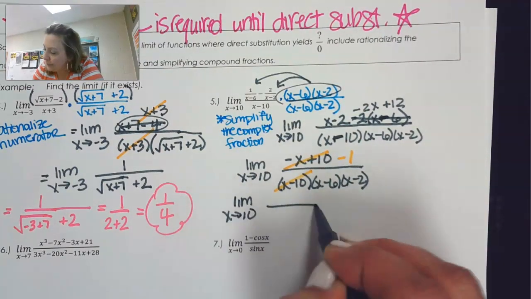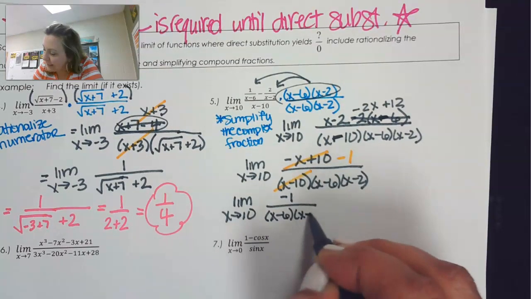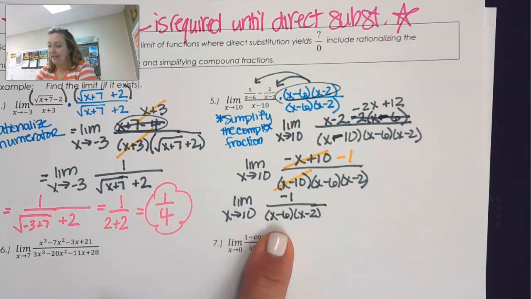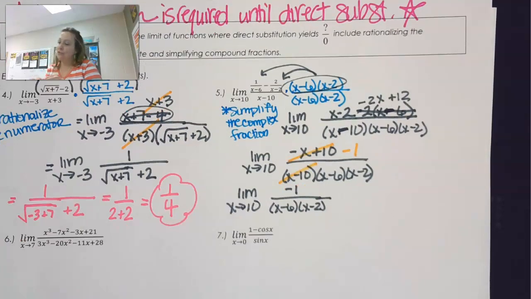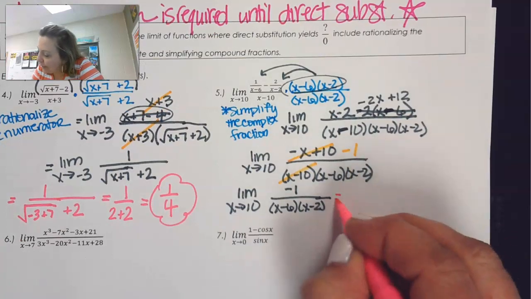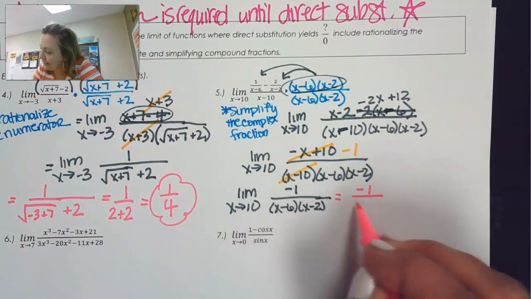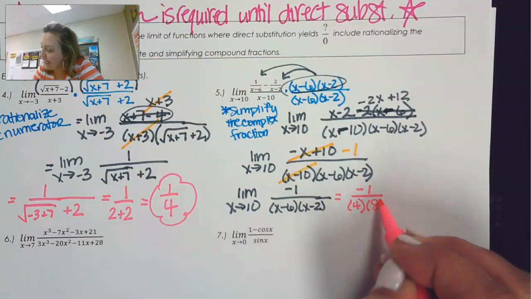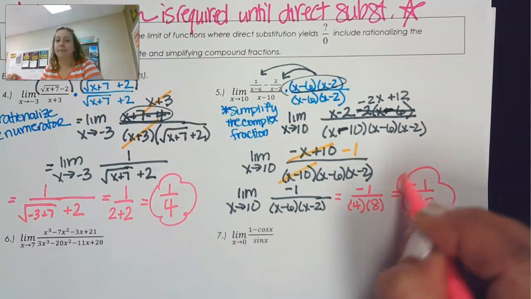So that means that we're left with -1, and then we have x minus 6 and x minus 2 in the denominator, okay? So let's see if that works. If I put 10 in, am I getting 0 down here? No. So that means that it's time for direct substitution. So I can take -1 over. I can take 10 minus 6, which is 4, and then 10 minus 2, which is 8. So that gives me -1 over 32. Okay.